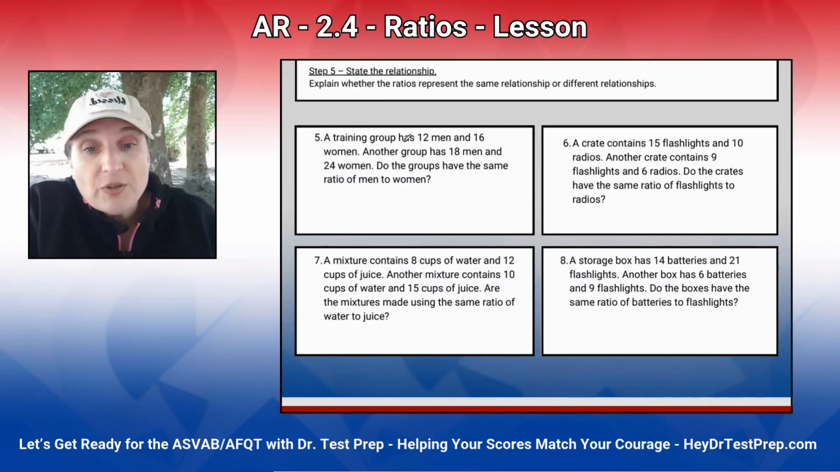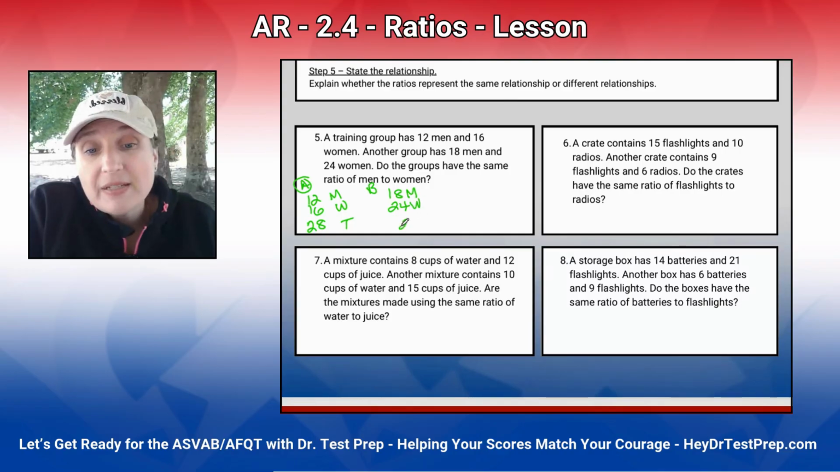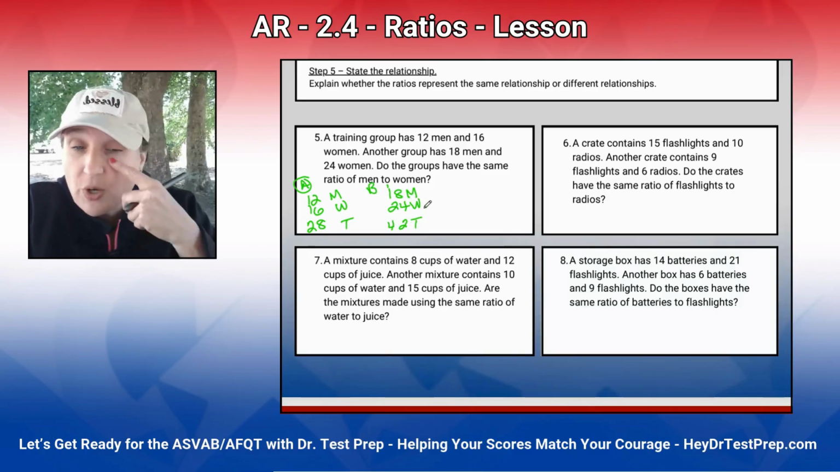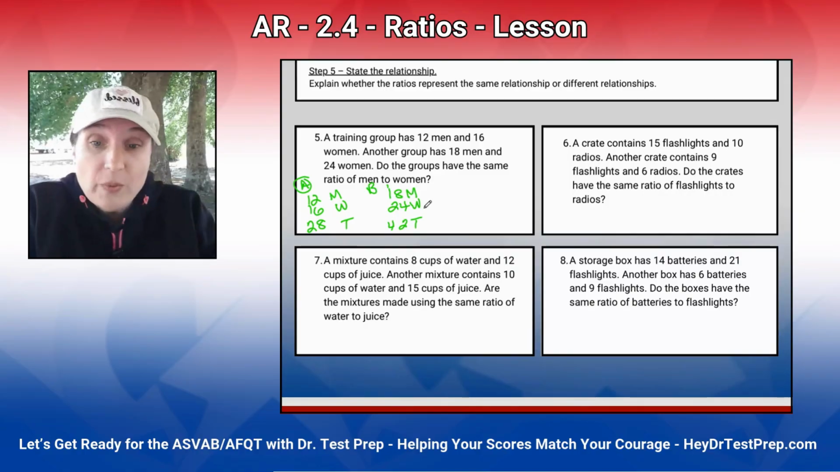So we've got a training group has 12 men and 16 women. So I'm going to call this group A. They have 12 men. They have 16 women. And let's just for kicks figure out our total, 28. Group B has 18 men and 24 women, and then add going down, and that means that they have 42 total. So do the groups have the same ratio of men to women?